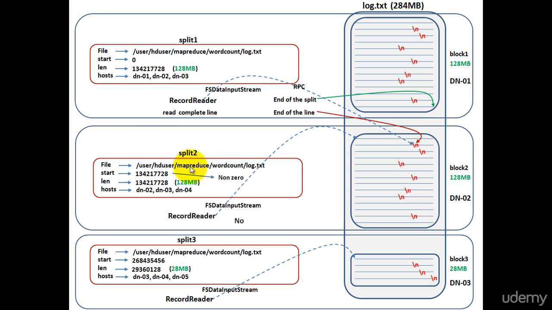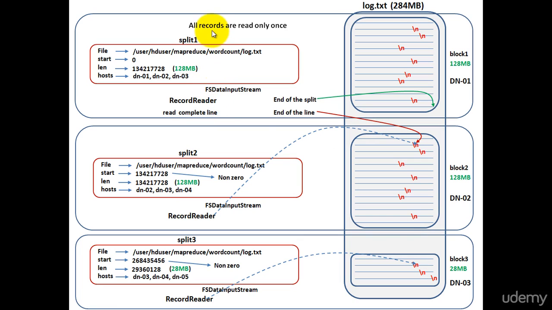So all the record readers whose offset is non-zero will move their start position till they encounter end of line, so that they can skip the line that has already been read by the previous record reader. In this way, the record readers in all the map tasks will make sure that none of the records are skipped and all the records are read only once.